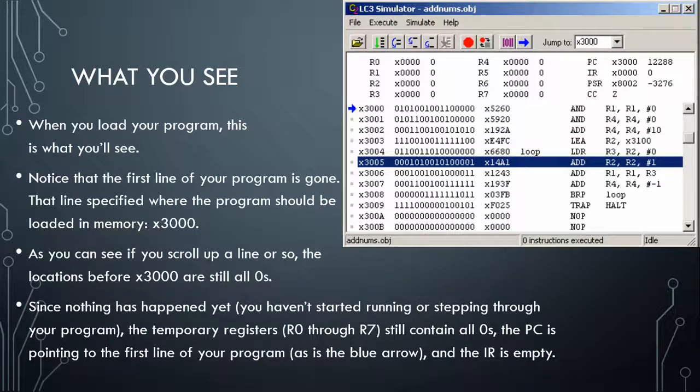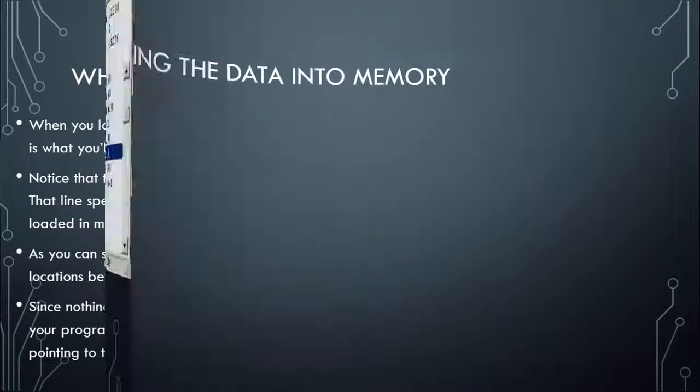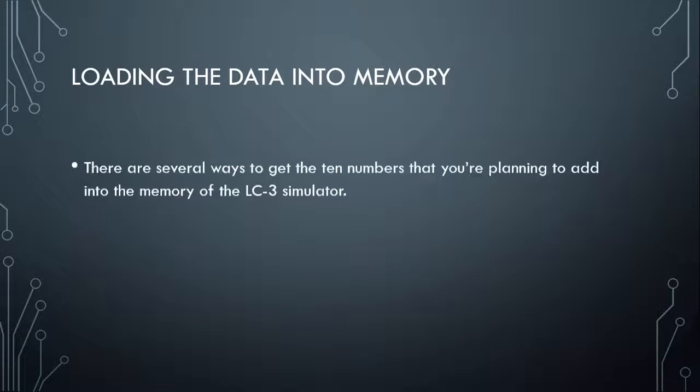Now, since nothing has happened yet, you haven't started running or stepping through a program, the temporary registers R0 through R7 still all contain zeros. The program counter is still pointing to the first line of your program as 0, and the IR is also empty. So let's actually look at loading the data into memory.